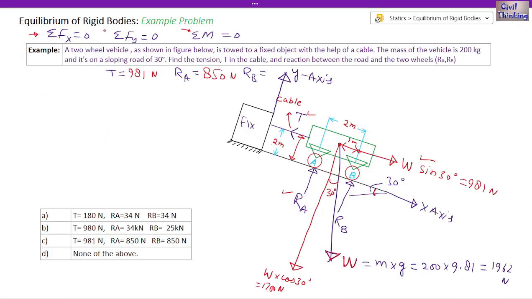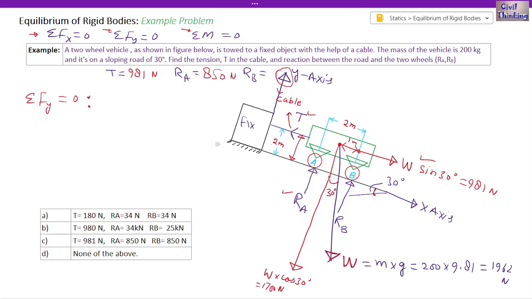Now let's apply this equation: summation of F of y equal to 0. It means the sum of all the forces along the y direction. Y is this direction, normal to the road. I'm assuming the upward forces are positive, because the positive y-axis is upwards, as you can see here. So anything along this direction is positive and anything downwards like this is negative.